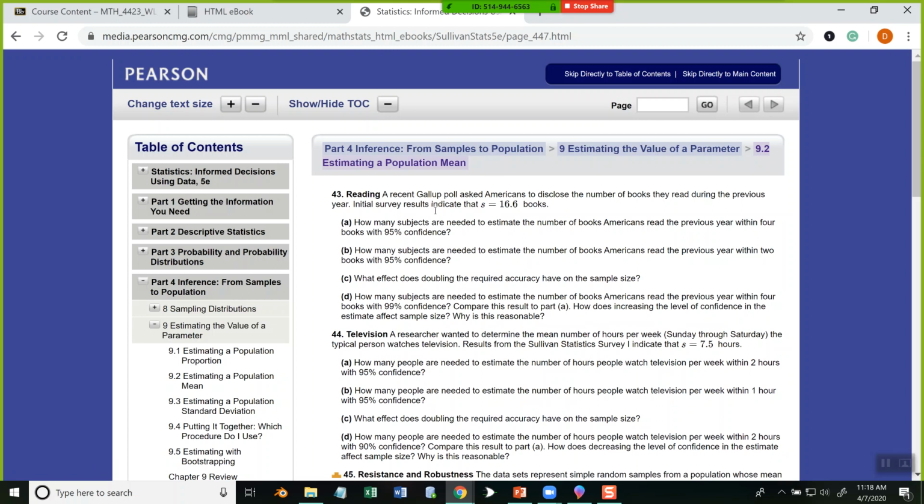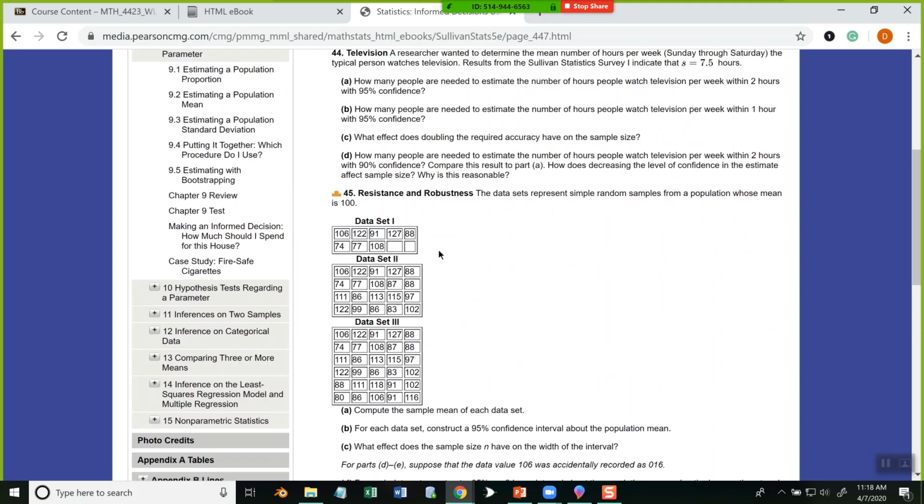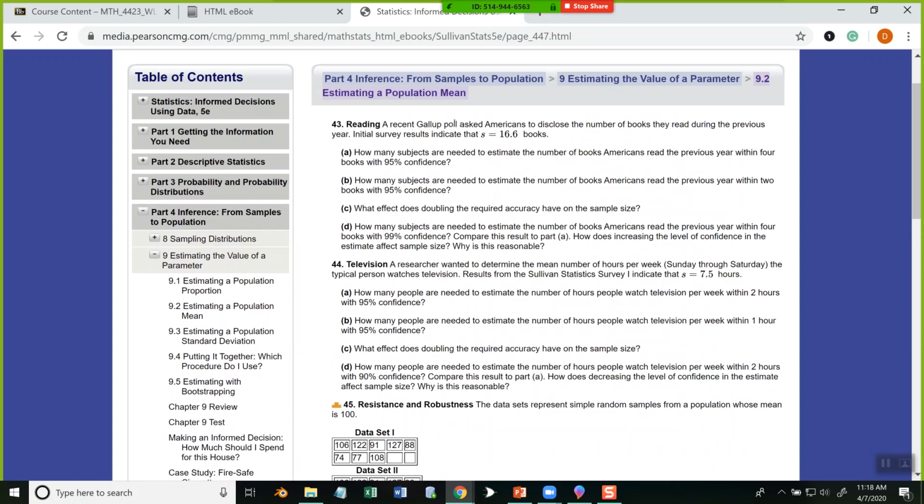Okay, number 43. This is on page 447. It says, a recent Gallup poll asked Americans to disclose the number of books they read during the previous year. Initial survey results indicate that s is equal to 16.6 books. How many subjects are needed to estimate the number of books Americans read the previous year within 4 books with 95% confidence? So it's asking us how many subjects, so sample size.